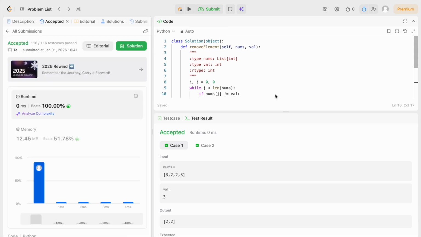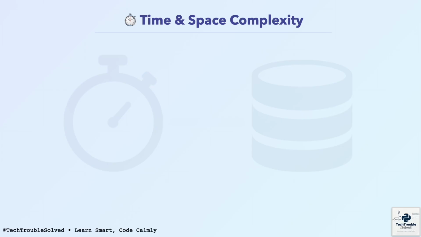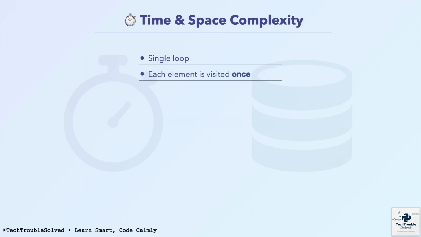Now let's step back and analyze it. If you look at the code, we use a single loop. Pointer j scans the array from the first element to the last. Each element is checked exactly once. There are no nested loops and we never go backwards. That's why the time complexity is O of n.